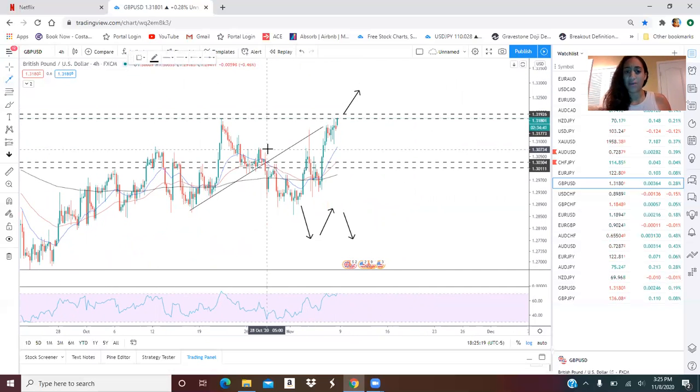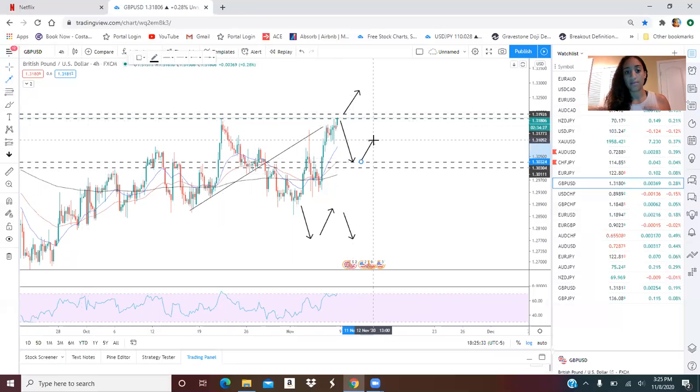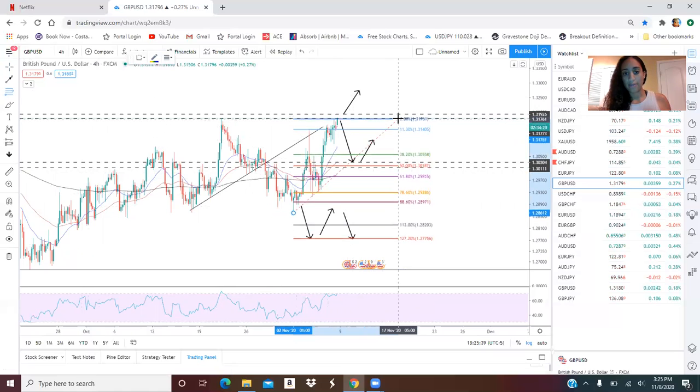Also, another thing I would be interested in: if price comes back to this level, I'm totally down for a buy off of this level, off of the support level. I'm definitely here for that, because if you can see, if we pull out the Fibonacci from the swing low to the swing high, that's the 50% mark right here. We already know that 50 and 60 is the golden zone. So if price pulls back to this golden zone, I'm totally in for a buy.